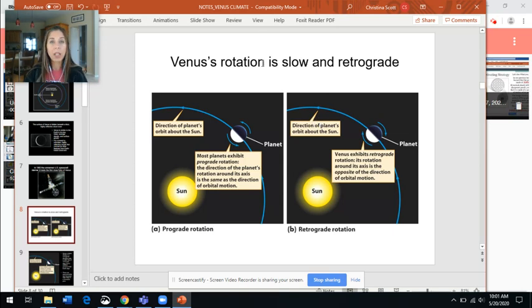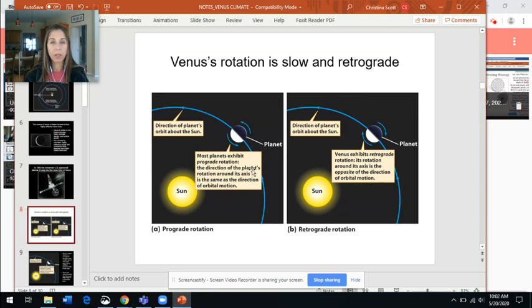Venus's rotation is slow, as we talked about, but it also rotates backwards. So this is a picture of, let's say, all the other planets in the solar system. If you're looking down at its northern axis, you could see that the planet rotates in a counterclockwise direction. Again, looking down at the northern part of the axis, its direction of revolution is still counterclockwise.